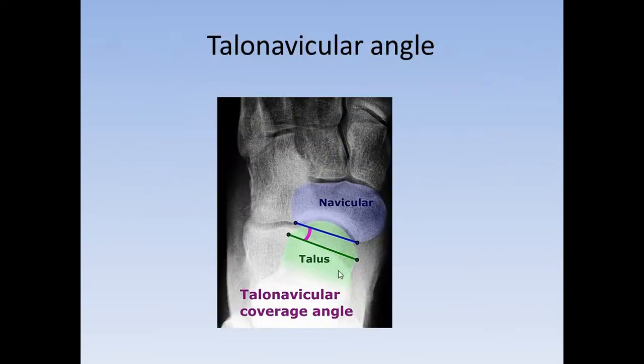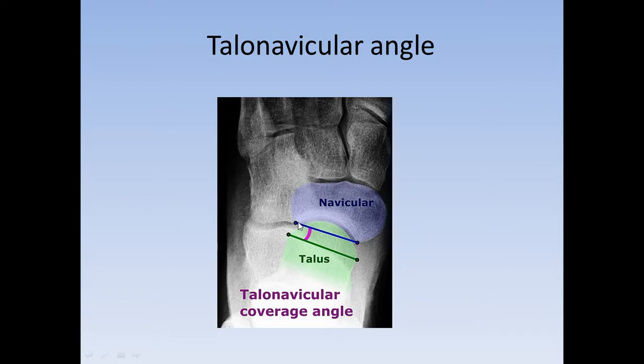Okay. Regarding the talonavicular angle in the AP, we have 2 angles in the AP and 3 angles in the lateral X-ray. AP: talocalcaneal and talonavicular. What's talonavicular? This means how much of the talus is covered by the navicular. So it is dropped or shifted medially.